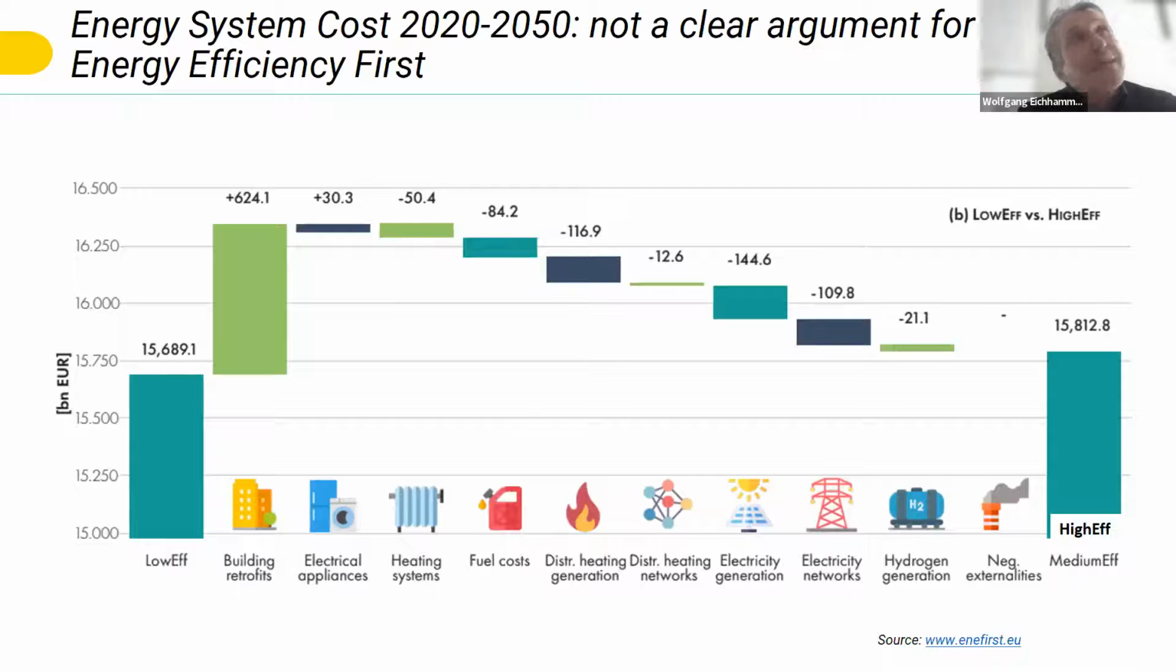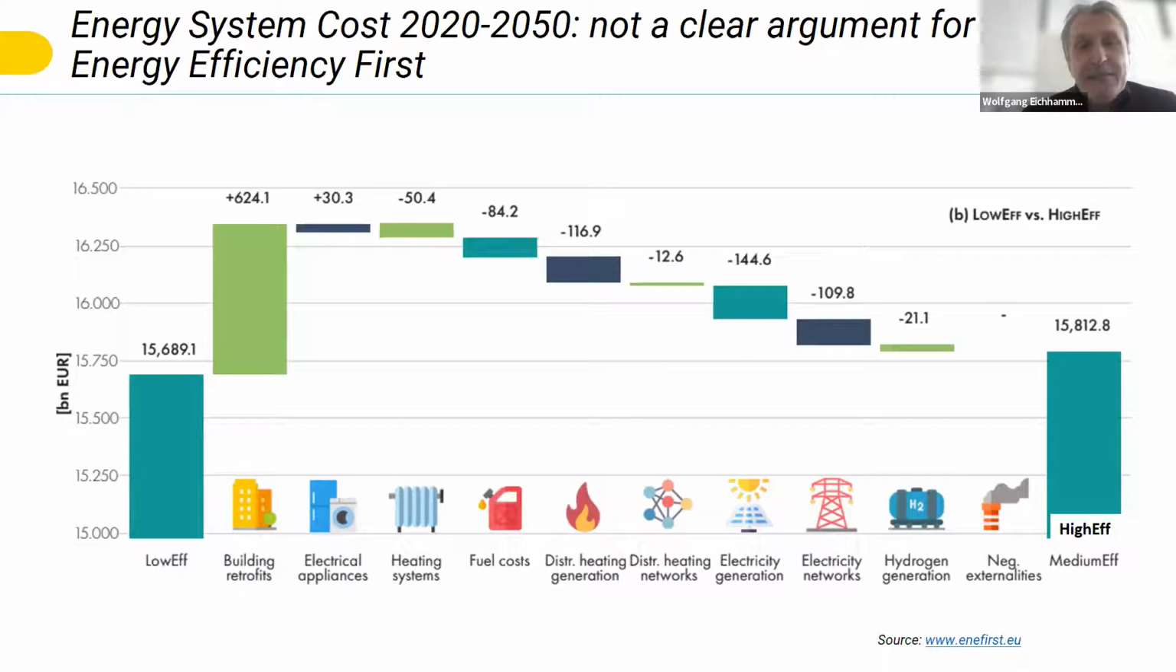That means there is not really a clear advantage, or even a slight disadvantage, when it comes to supply options. And you see here, from left-hand side to right-hand side, why this is. You see in the second column the high costs of the building refurbishment that is increasing the system cost quite considerably. And then we have a number of savings which are linked to savings on infrastructures, for example, district heating, electricity grids, and so on, which reduce the cost, but still we come up with slightly higher costs in the case of the high efficiency scenario compared to supply options as considered here.